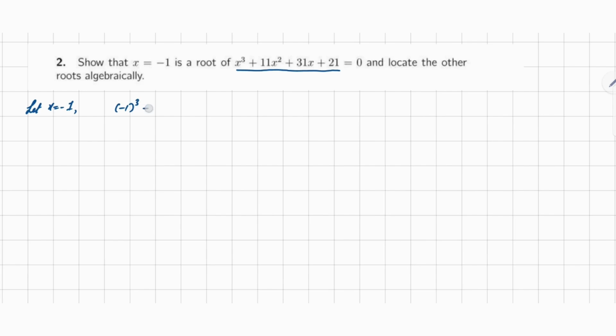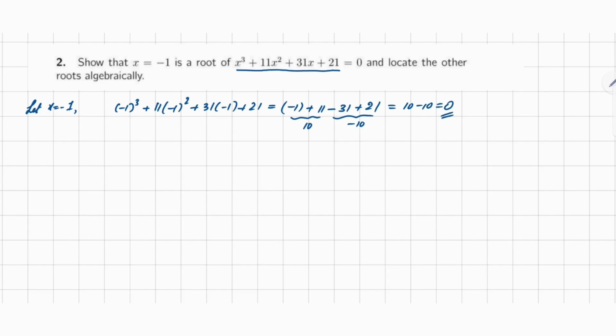So we have minus 1 cubed plus 11 times minus 1 squared plus 31 times minus 1 plus 21, which gives us minus 1 cubed is minus 1 plus minus 1 squared is 1, so that's 11. And 31 times minus 1 is minus 31 plus 21. This gives us minus 10. That gives us 10. So 10 minus 10 is equal to 0. Hence, x equals minus 1 is a root.